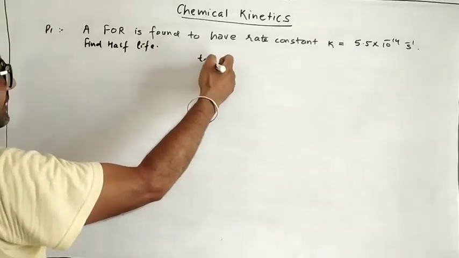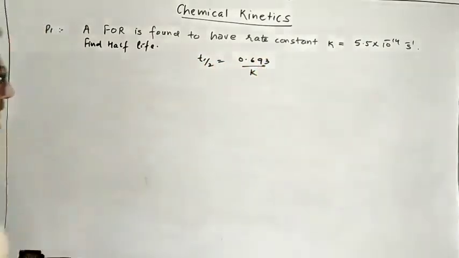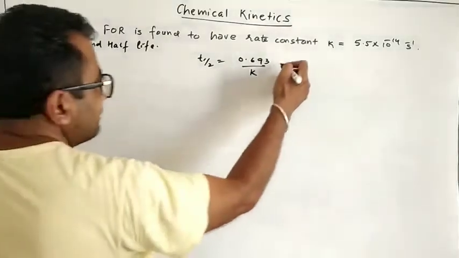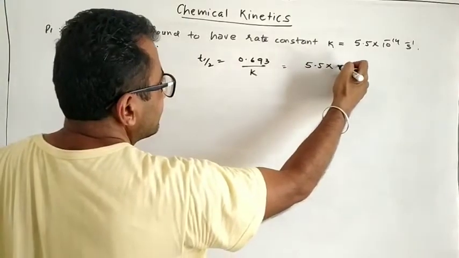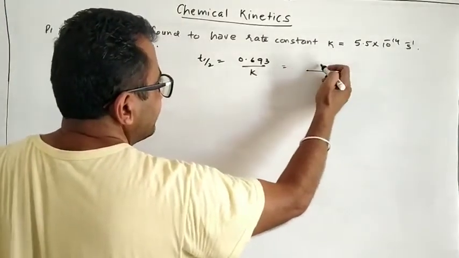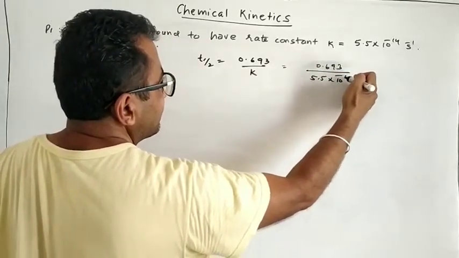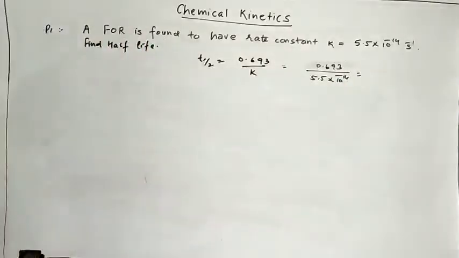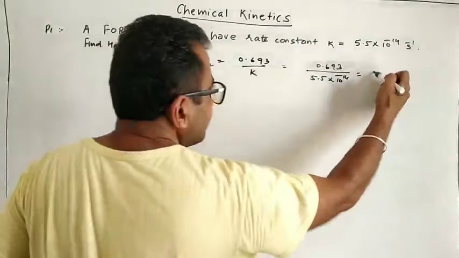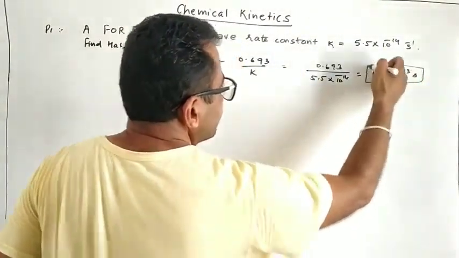So there is a direct relation between half-life and rate constant. Just put the value: 0.693 divided by 5.5 times 10 to the power minus 14, and you get 1.26 times 10 to the power 13 seconds.